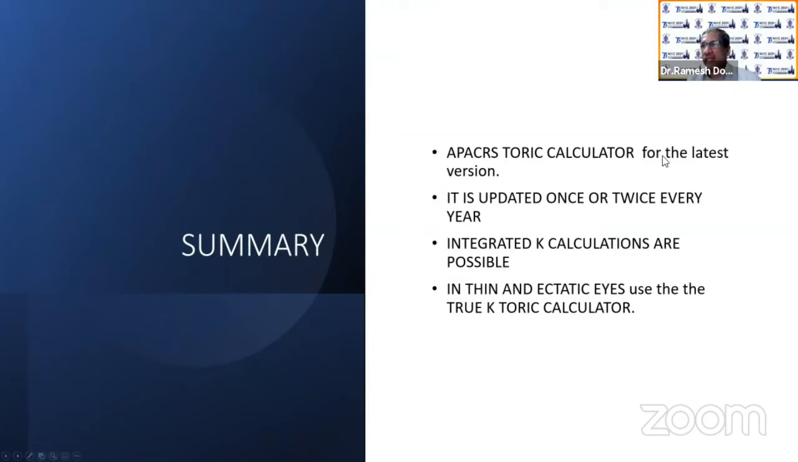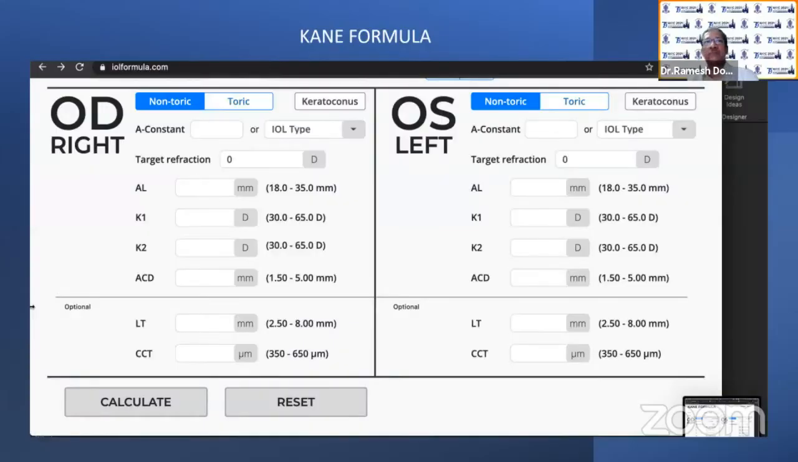The integrated K calculations are possible with the Barrett calculator, but not with the Kane and the EVO calculator. Please use the True K function when you have ectatic eyes and in post-LASIK eyes. That is in summary. So I come back to the Kane formula.